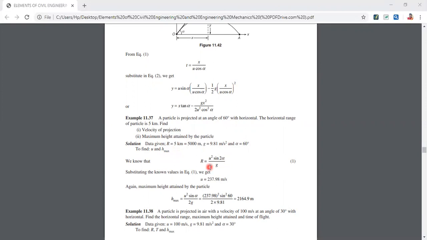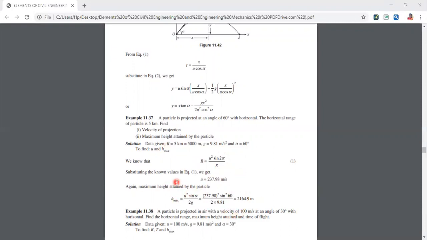So we know the equation for horizontal range, R equal to u square sine 2 alpha by g, and from here I will substitute for R, g and alpha. I get the velocity u as 237.9. And then the equation for the maximum height attained is u square sine square alpha by 2g. You have the value of u, alpha you know, divided by 2g, you get the value of maximum height.